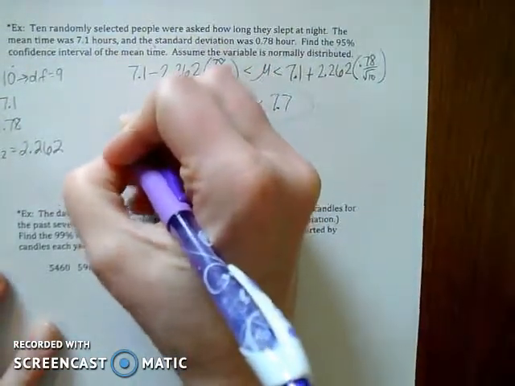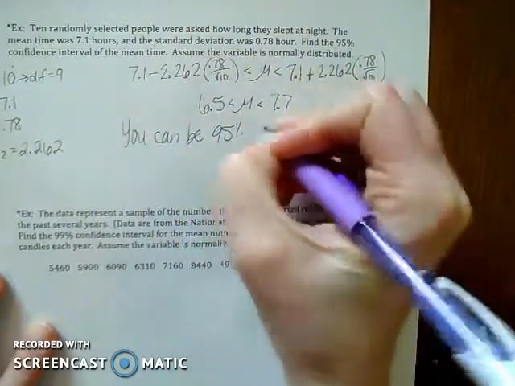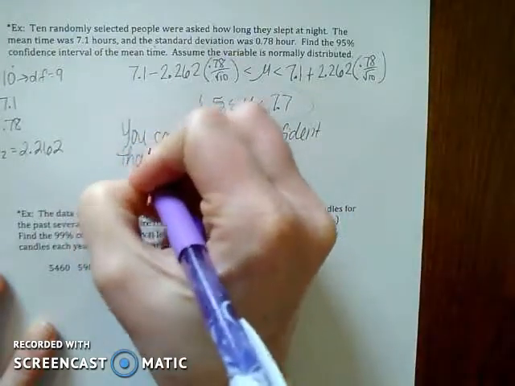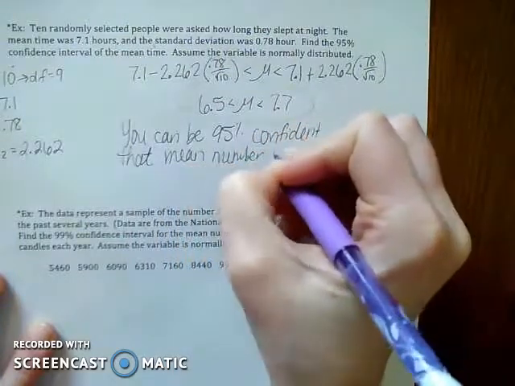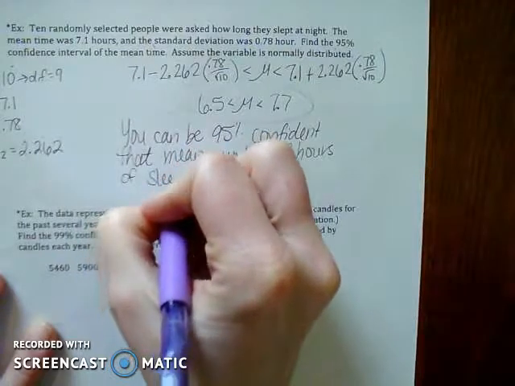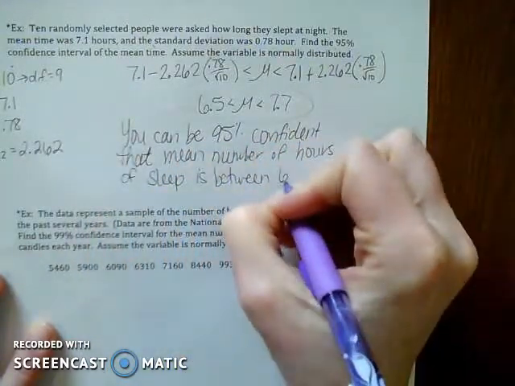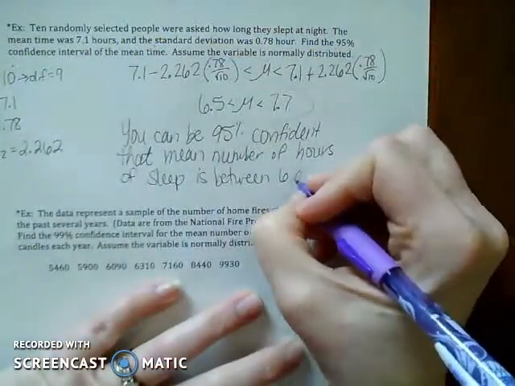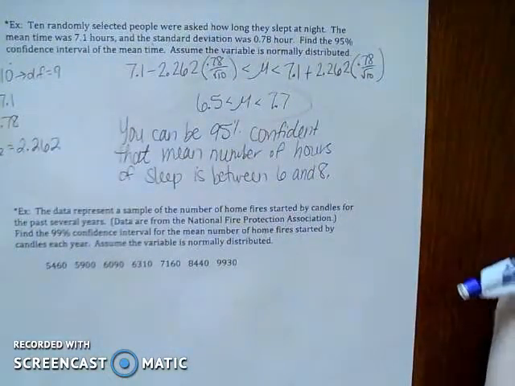Then we needed to write. You can be 95% confident that the mean number of hours of sleep is between. So some people would probably leave it as 6.5. I'm just going to say 6 and 8 since we are rounding anyway.